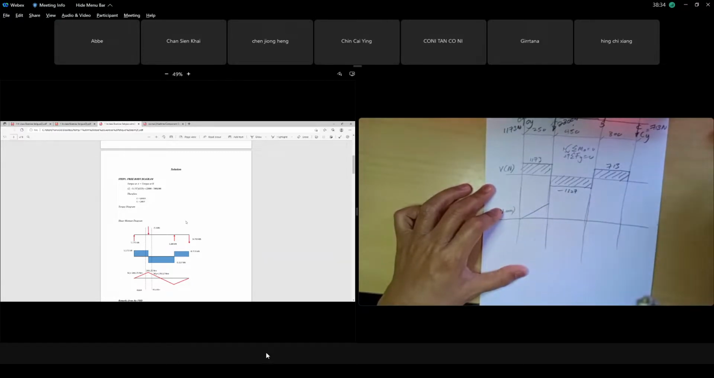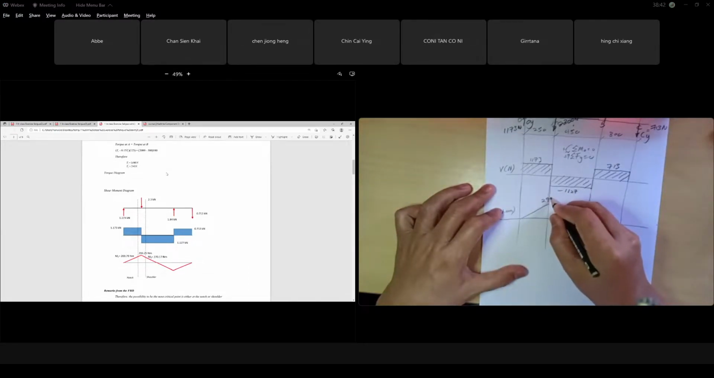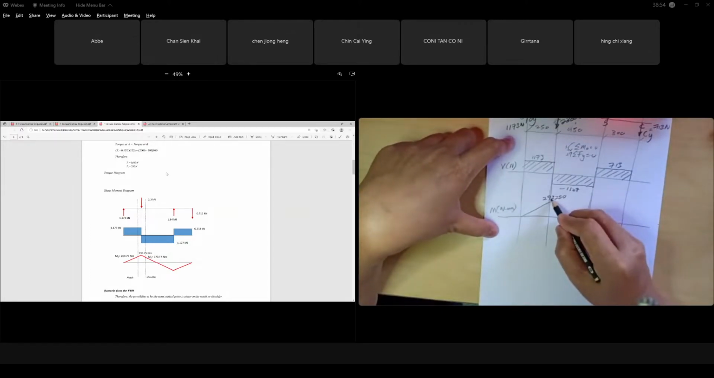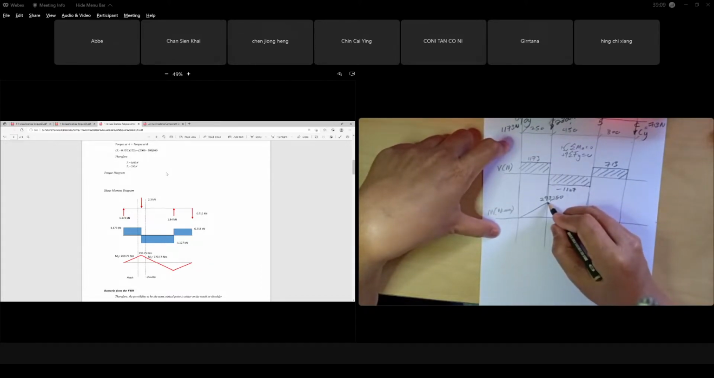Berapa ni? Look on the solution. The moment is 293.25. Pasal yang solution tu Newton meter, kisah kita Newton millimeter. So 293,250 Newton millimeter. This one is your moment at point A lah.